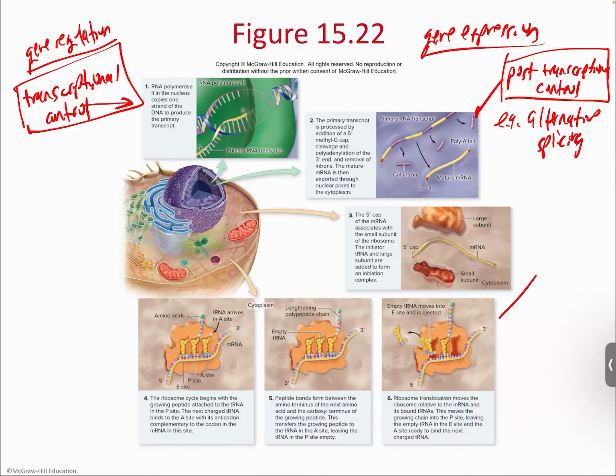But then what about over here? Is there a way that we can affect translation itself? Sure there is. We do have translational control as well. Because just because you make the mRNA doesn't obligate you to translate it.